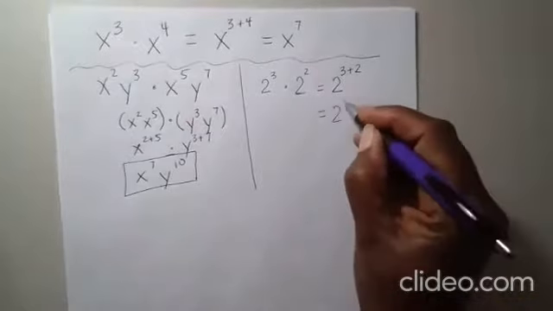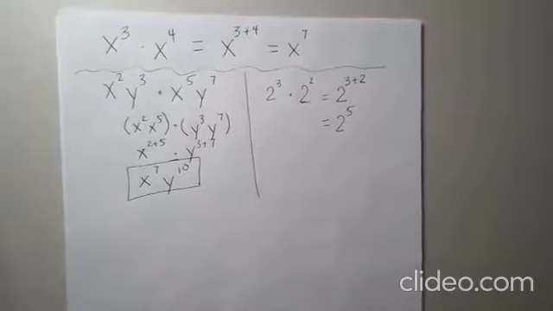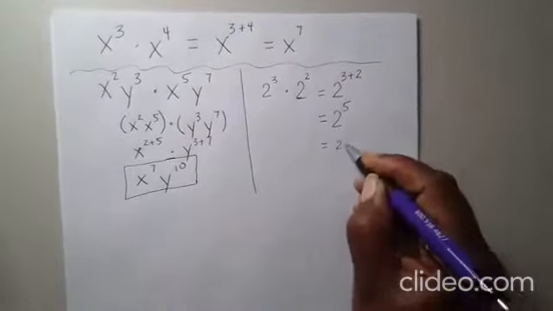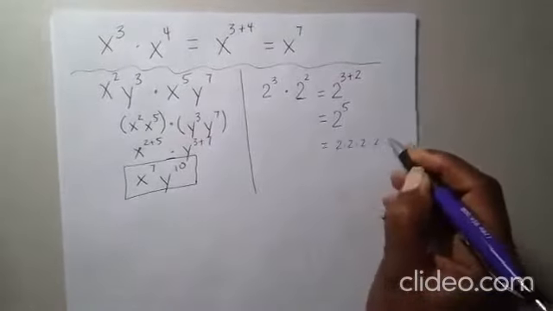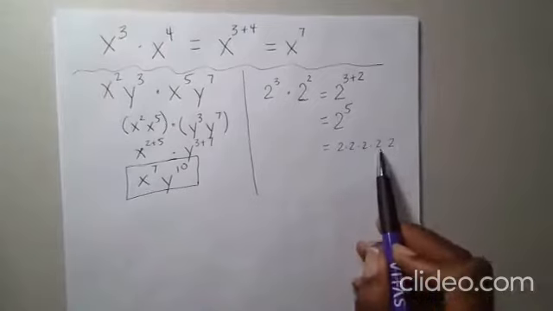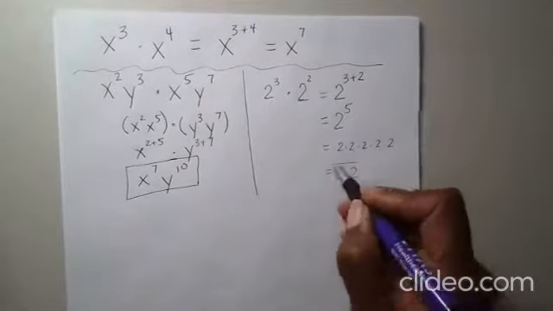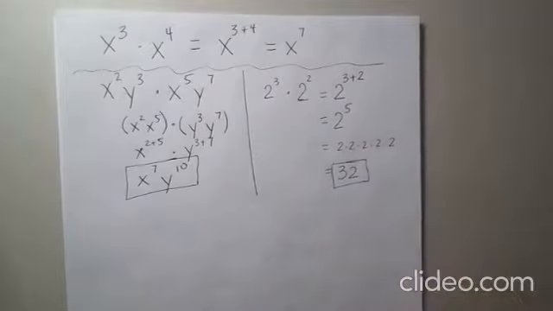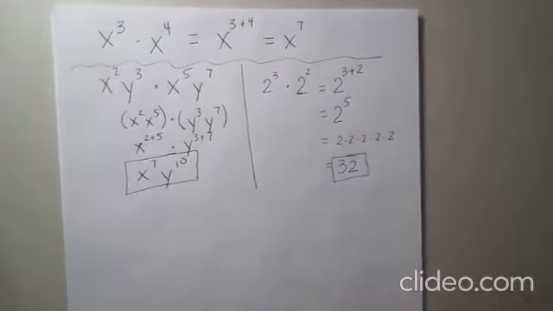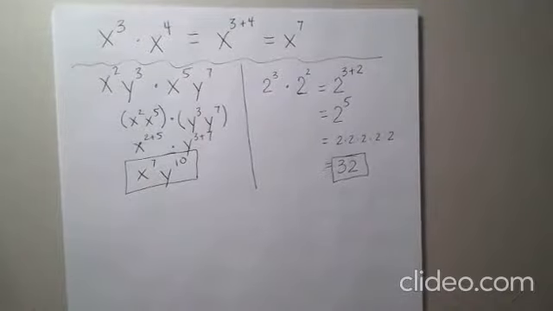So we have 2 to the 5th power. Well, 2 to the 5th power is the same as 2 times 2 times 2 times 2 times 2. 2 times 2 is 4, times 2 more is 8, times 2 is 16, times 2 more is 32. Okay, this is how we do with numbers. Let's think about combining something together here.